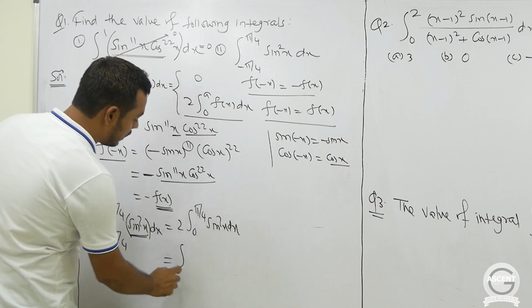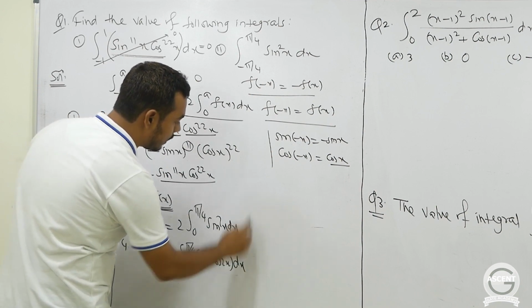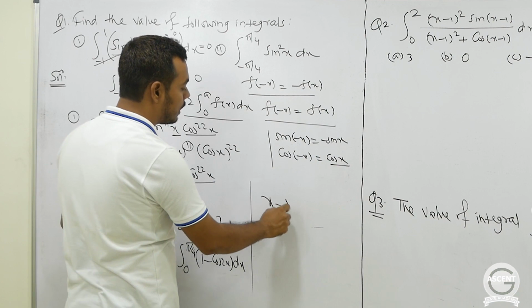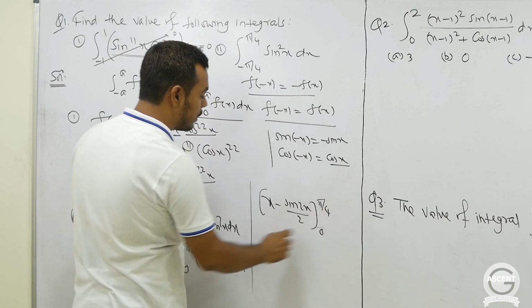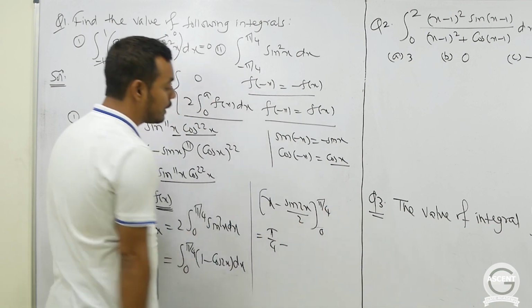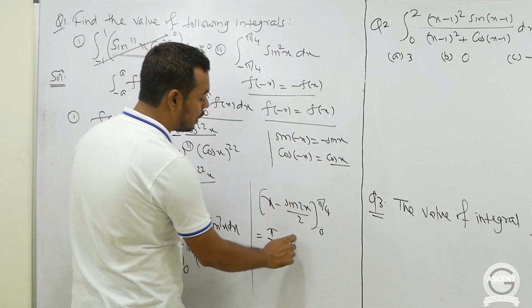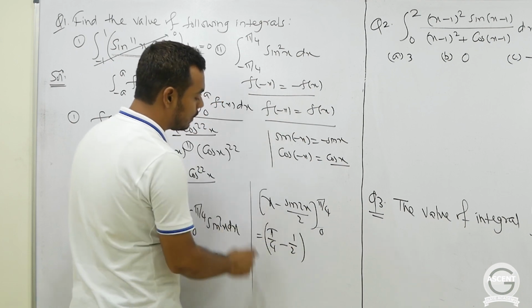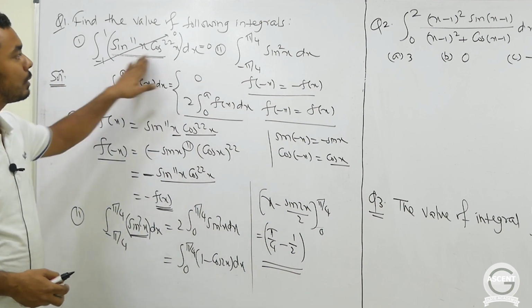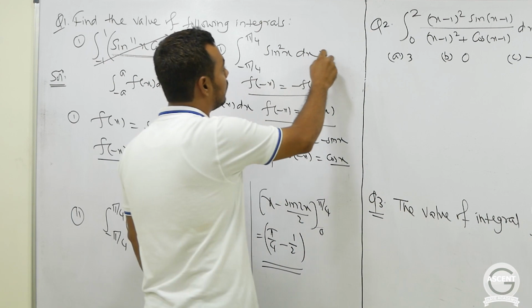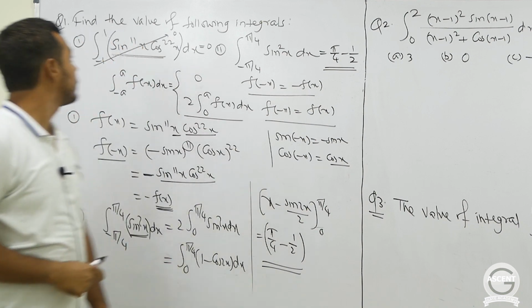This will be integration 0 to pi by 4, and 2 sin square x is 1 minus cos 2x. Now the integral of this will be x minus sin 2x by 2, limit from 0 to pi by 4. So this will be pi by 4 minus, if I place pi by 4 here, sin pi by 2 will be sin 90, which is 1, so this will be 1 by 2, and if you place 0, then you will get 0. So this will be the value of this definite integral. So the answer to the first part of the problem is 0. For the second part of the problem, this will be pi by 4 minus 1 by 2. So this was our first problem.